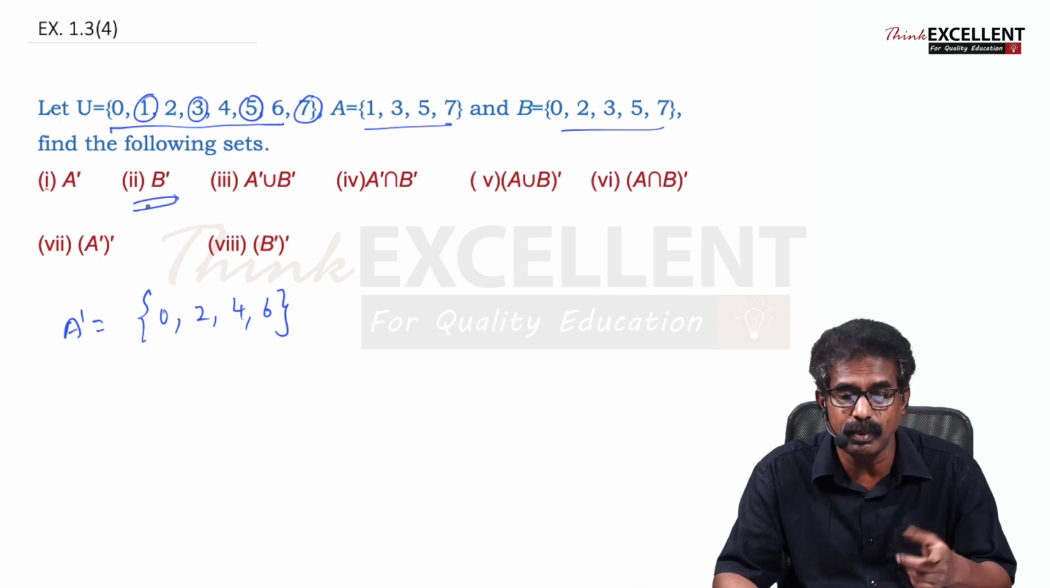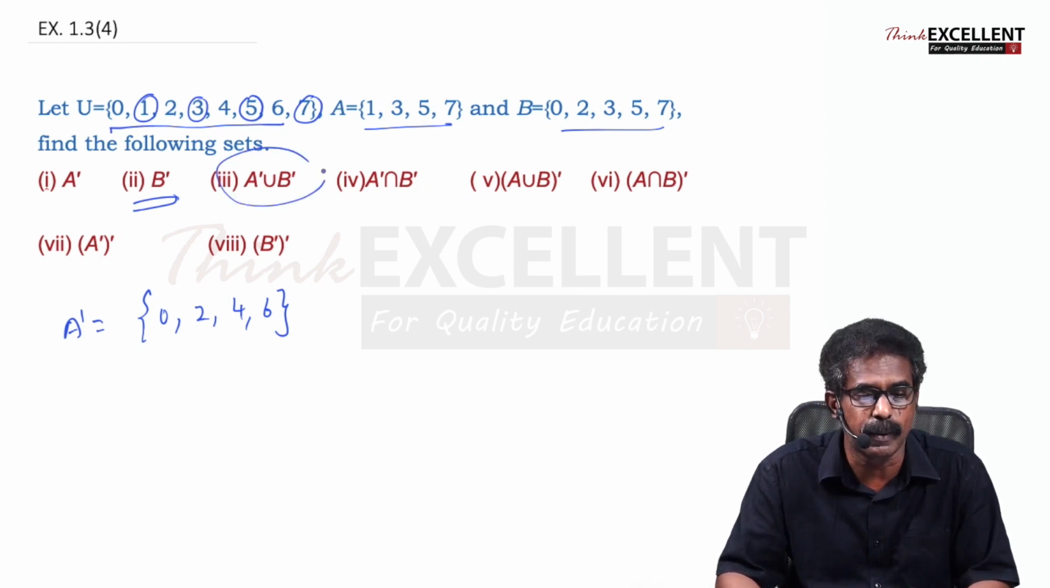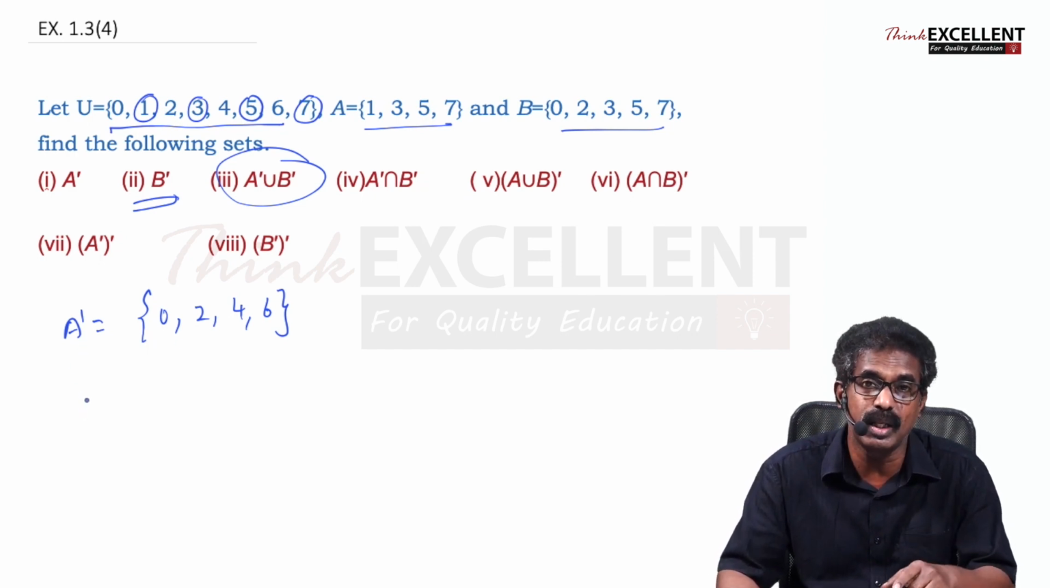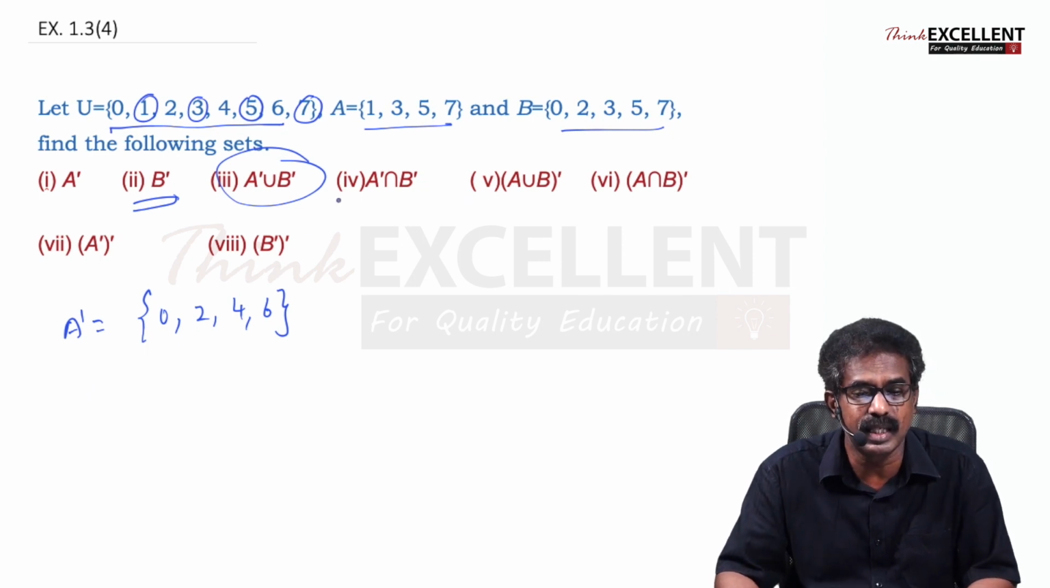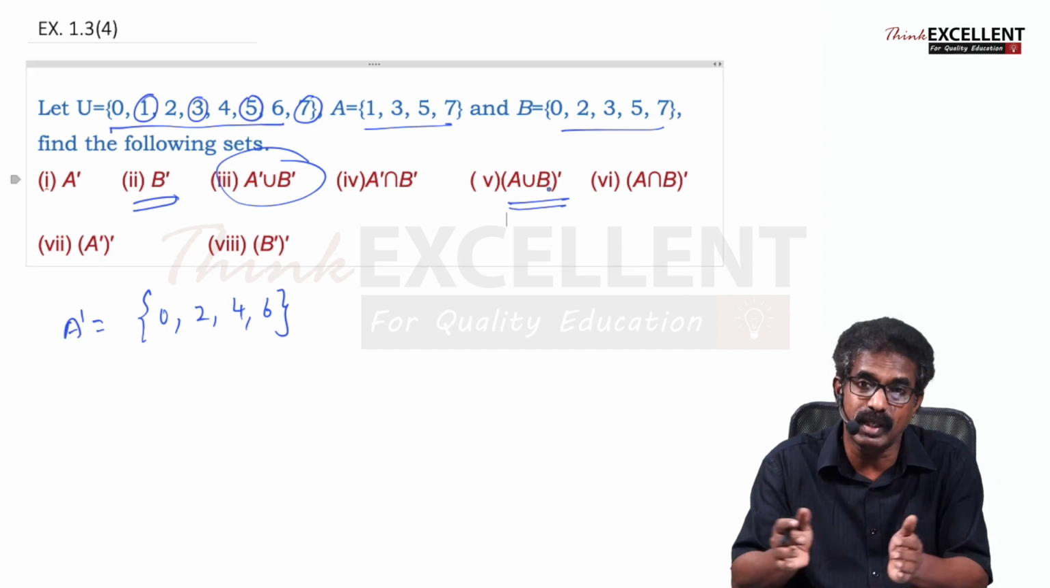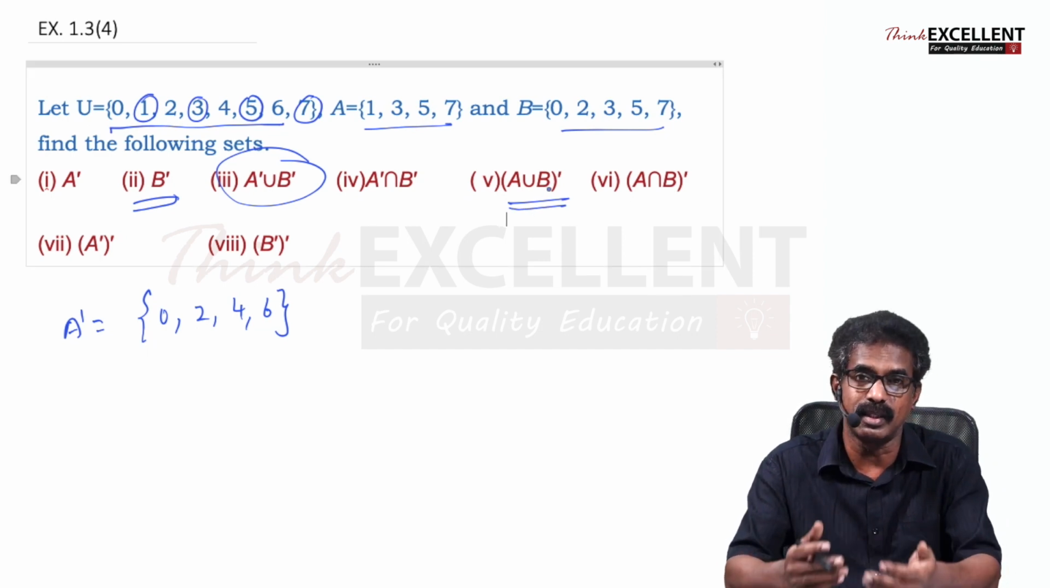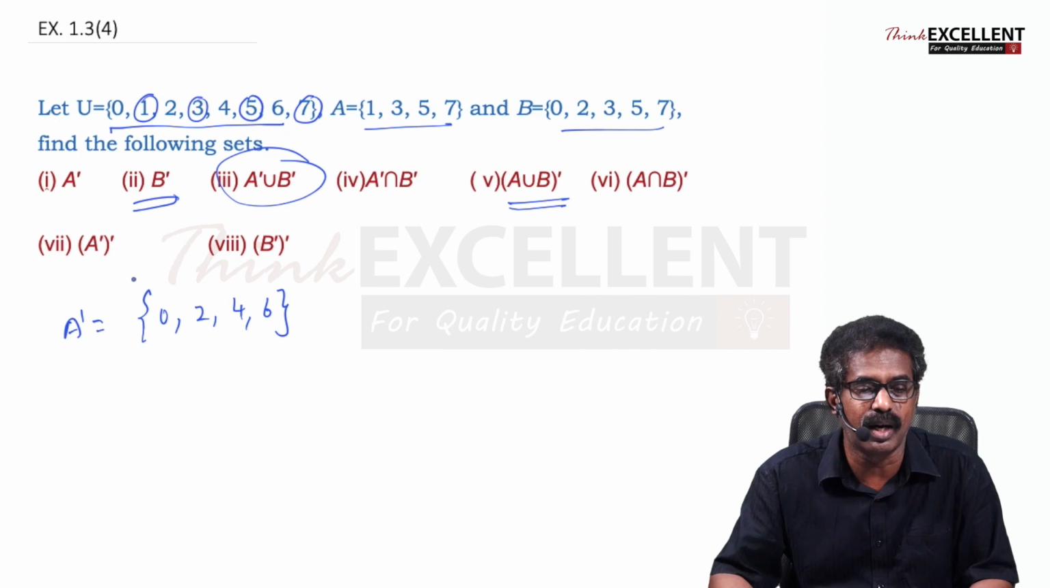Elements not in B but in the universal set. See this one, A dash union B dash. Already you are finding A dash and B dash, no? First subdivision, second subdivision. Take the union of those two answers, right? Then A dash intersection B dash, like the previous question only. Then (A union B) the whole dash. First you find A union B, then the elements not in A union B. Same way for all other things.